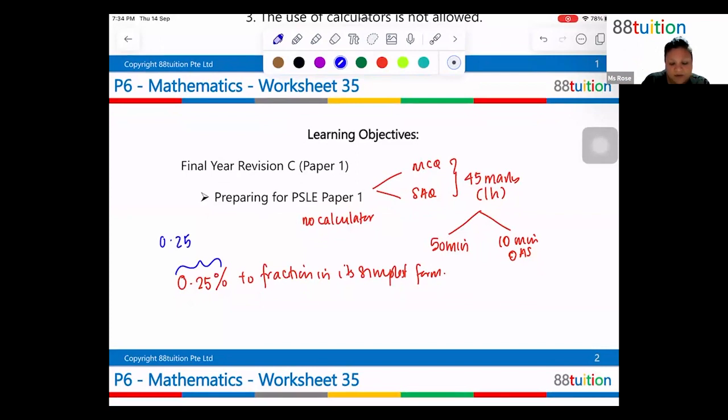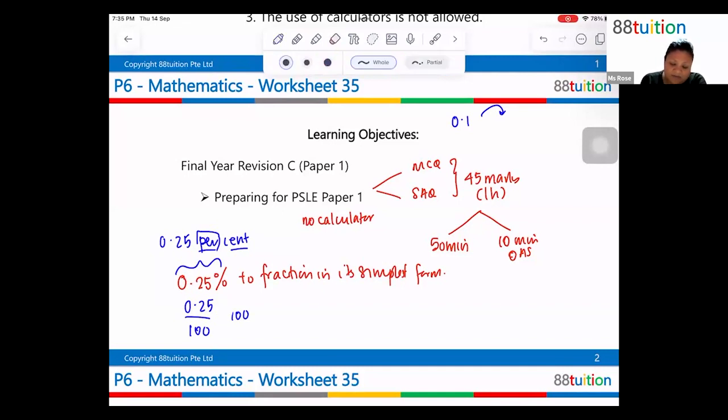Now, how do I say this? This is 0.25%, isn't it? So that means it is 0.25. Per means over, cent is over 100. When I convert decimal to fraction, I just have to times 10 or times 100, right? In this case, because it is percent, I put it over 100. Then because the numerator is a decimal, I need to make it into a whole number. To do that, I multiply by 100.